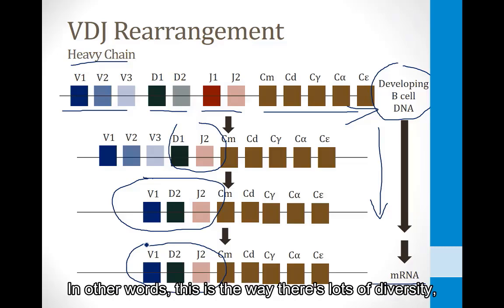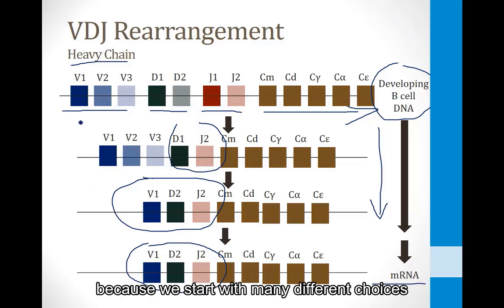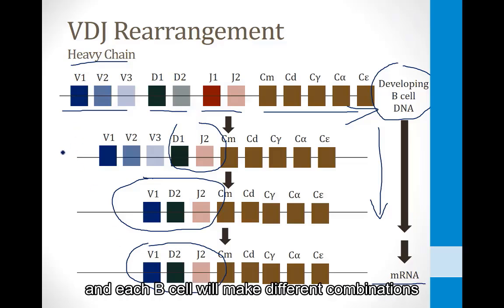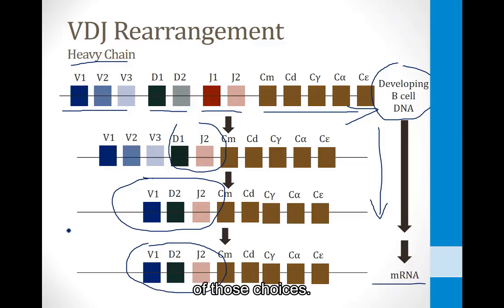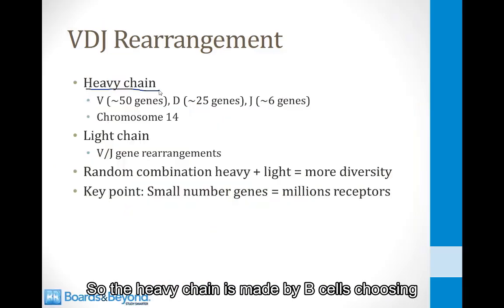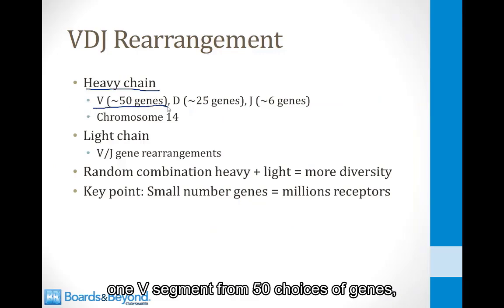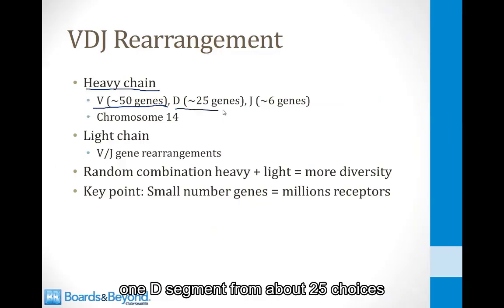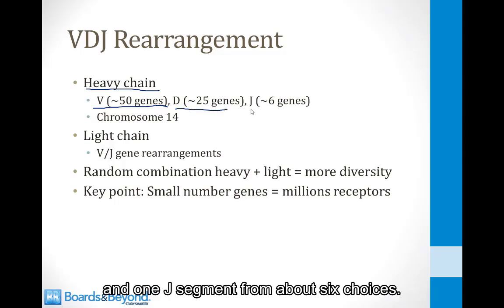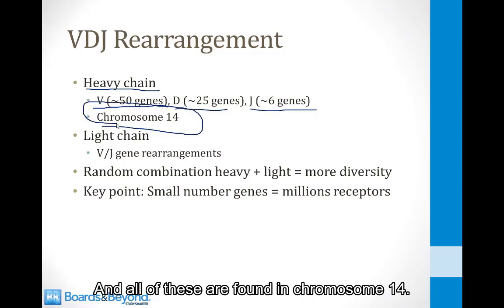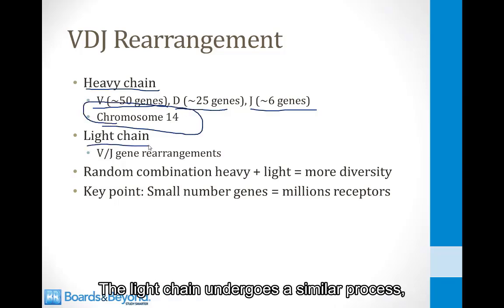In other words, this is the way there's lots of diversity, because we start with many different choices, and each B cell will make different combinations of those choices, and this will generate lots of diversity in the ultimate B cell receptors. So the heavy chain is made by B cells choosing one V segment from 50 choices of genes, one D segment from about 25 choices, and one J segment from about 6 choices, and all of these are found in chromosome 14. The light chain undergoes a similar process.